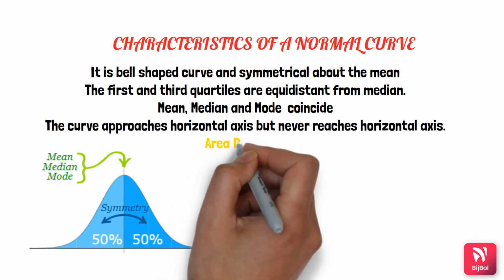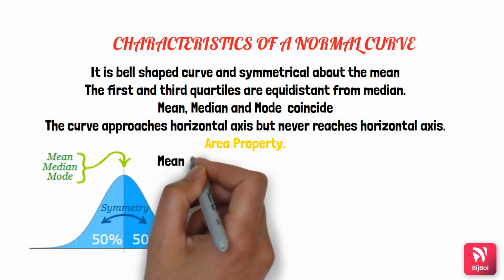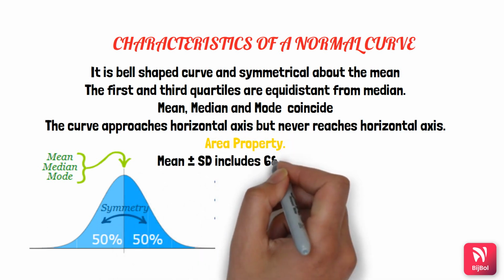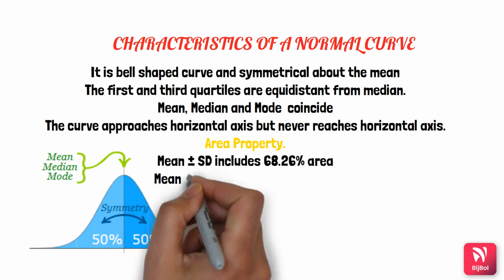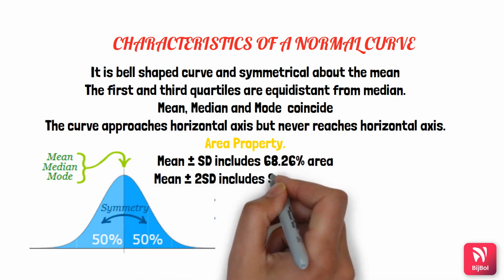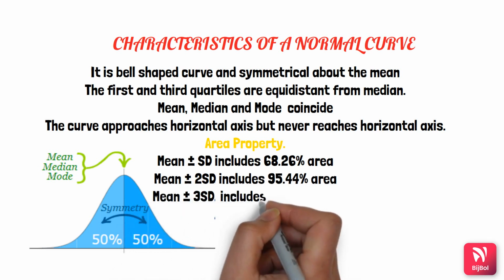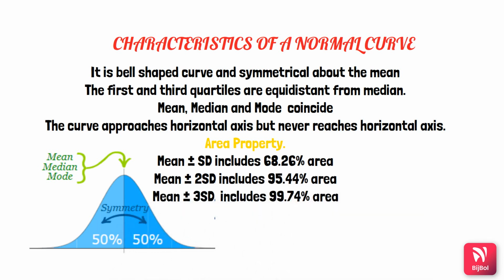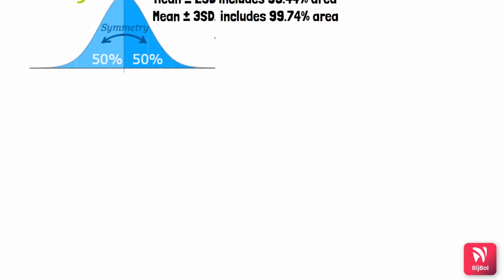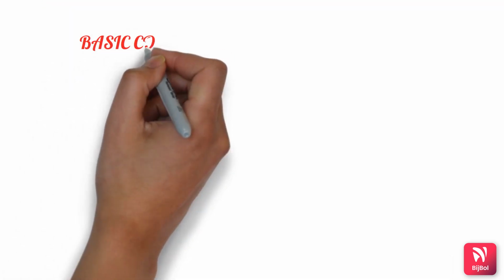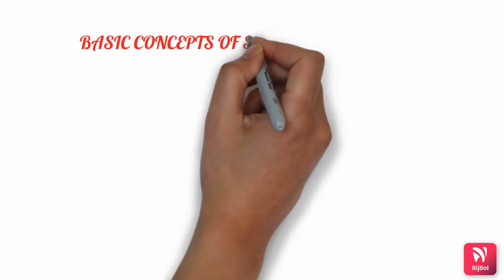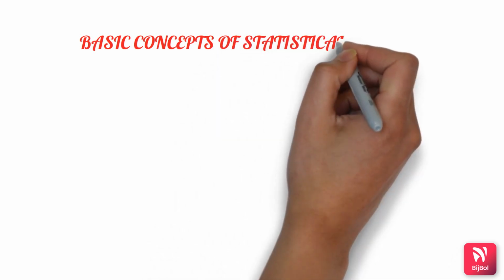What do you mean by that? You can see in the picture, it looks as if it is meeting the horizontal axis, but that never happens. It continues to infinity, so we can go to as many standard deviations as we want, but it never reaches the horizontal axis. Now let us move to the basic concepts of statistical inference.